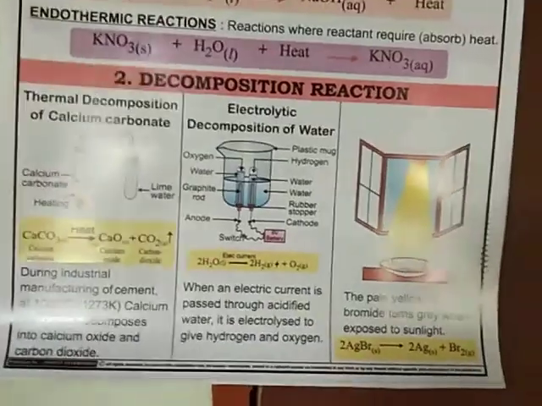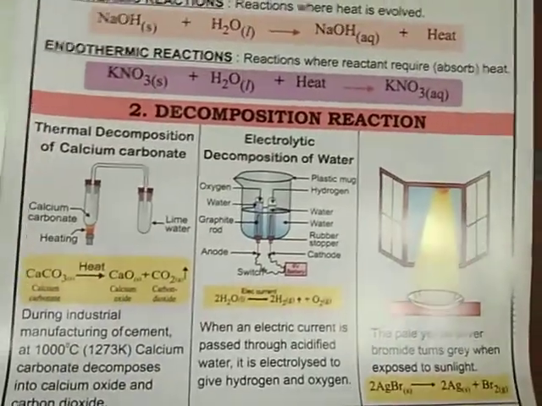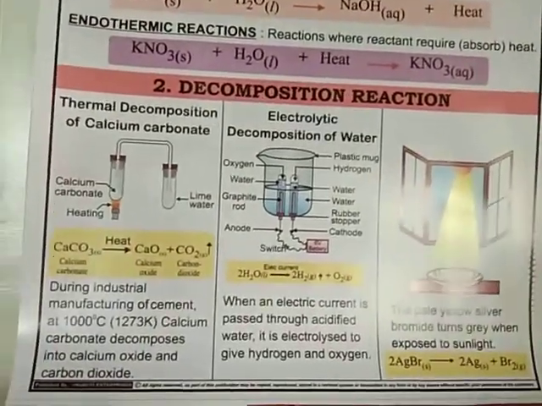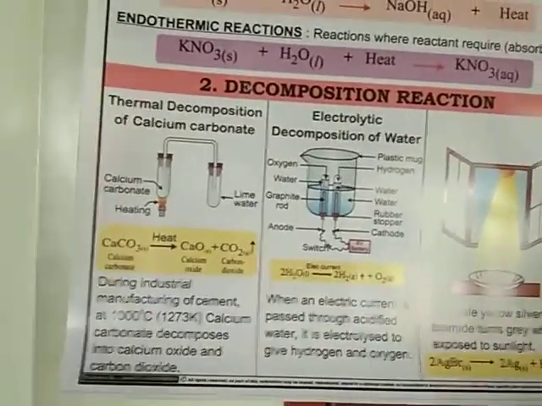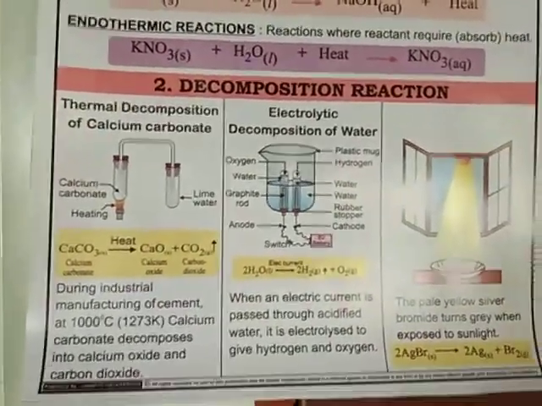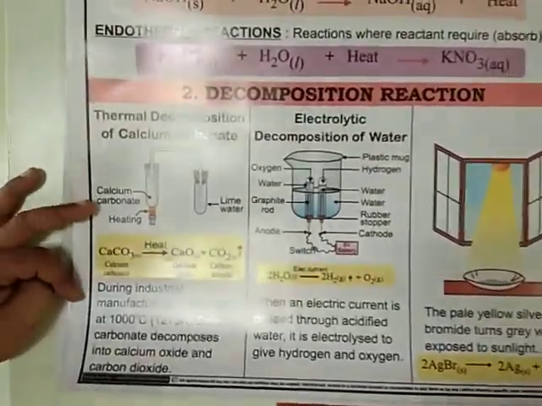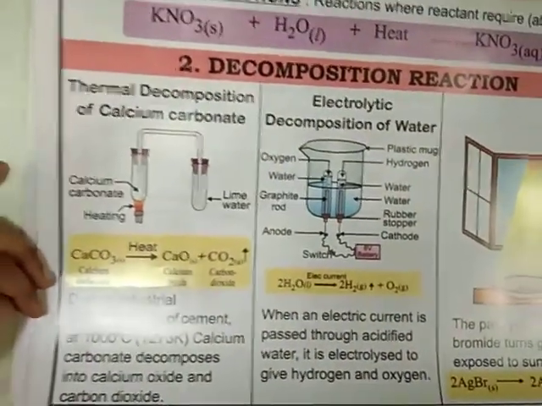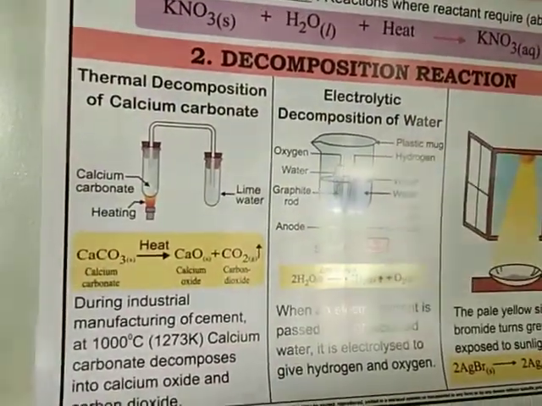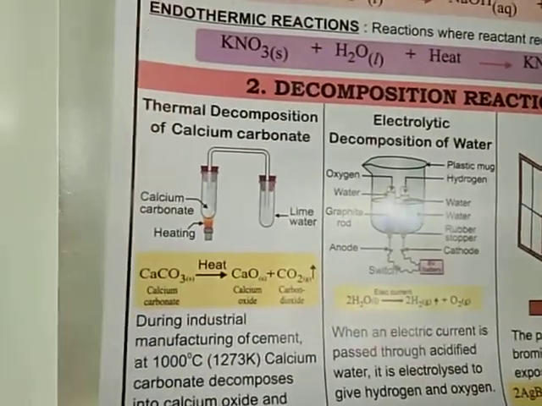Next point, decomposition reaction: thermal decomposition and electrolytic decomposition. Thermal decomposition of calcium carbonate. During industrial manufacturing of cement at 1000 degrees centigrade, calcium carbonate decomposes into calcium oxide and carbon dioxide. This is the reaction: calcium carbonate CaCO3 gives CaO plus CO2, calcium oxide plus carbon dioxide. That is a thermal decomposition.